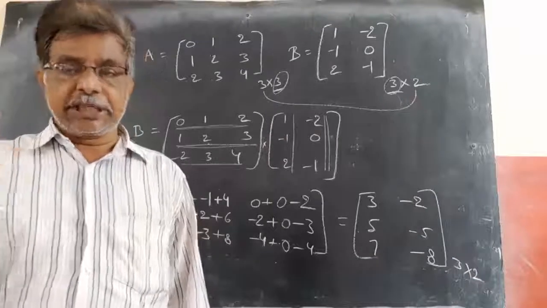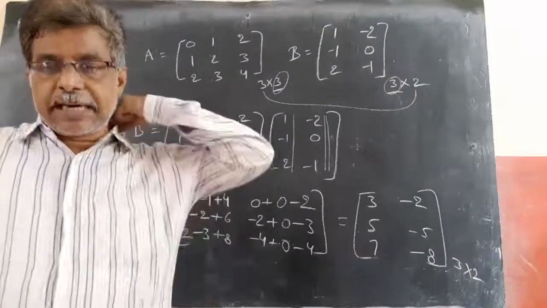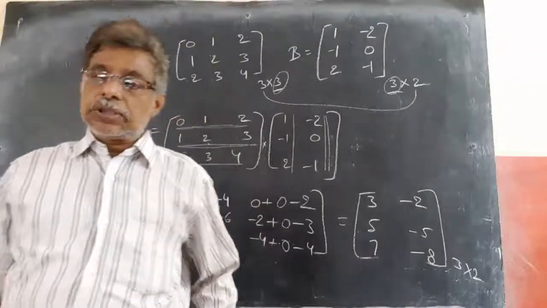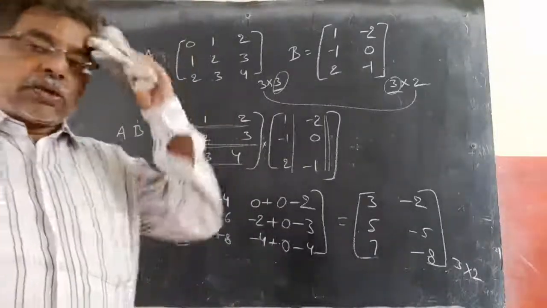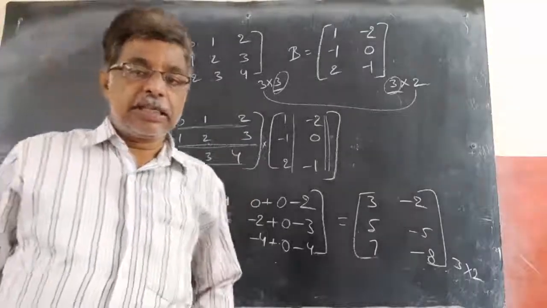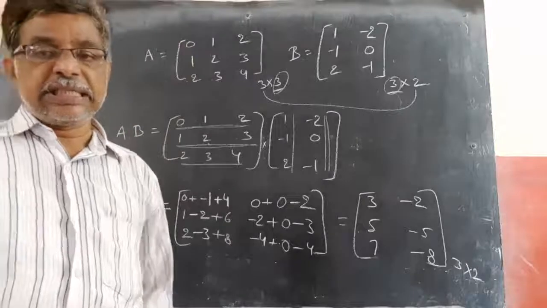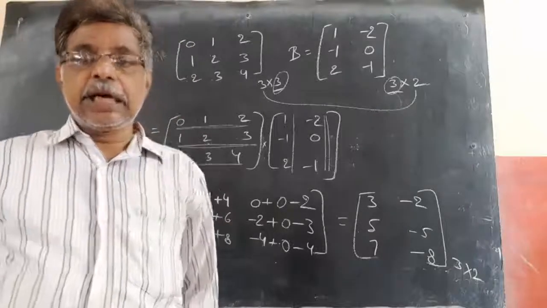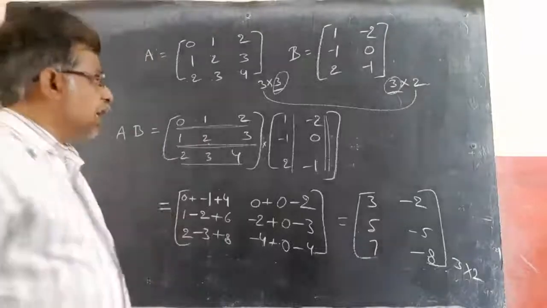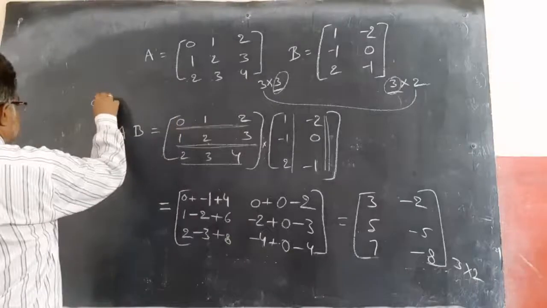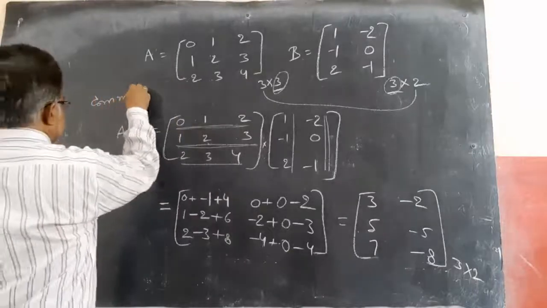Same as in addition. In addition we discussed, if A and B are two matrices, then A plus B is also a matrix, which is called the closure property. So it is closed or binary under addition. Same is applicable for multiplication. Now the next property we discussed is commutative. A plus B equals B plus A in addition. Now coming to multiplication, what is the commutative property in multiplication?